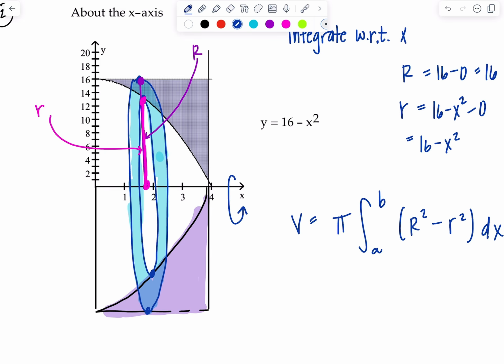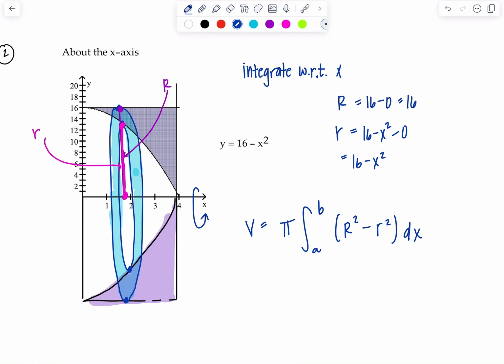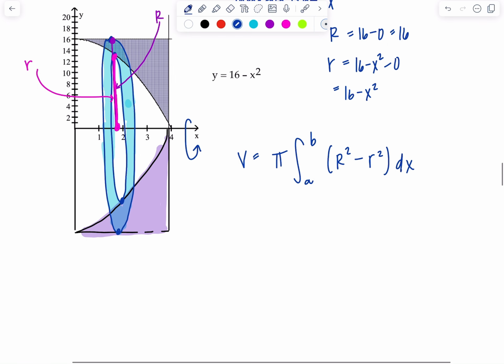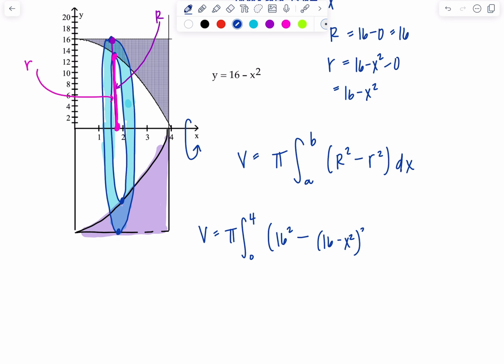Okay, very good. So now we're ready to put everything together. Do you know what our limits of integration are from A to B? Always look at the original region before you spun. And since we're integrating with respect to x, what's bounding the region in the x direction? It's from 0 to 4, right? So here we go. So V equals pi times the integral from 0 to 4. Outer radius squared, that's going to be 16 squared minus inner radius squared, 16 minus x squared squared dx.